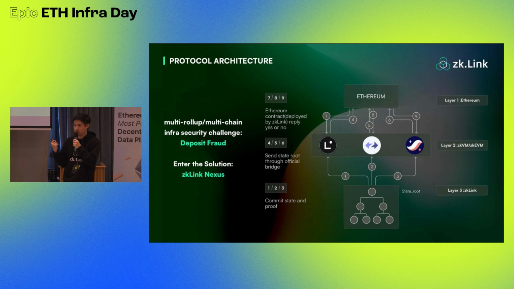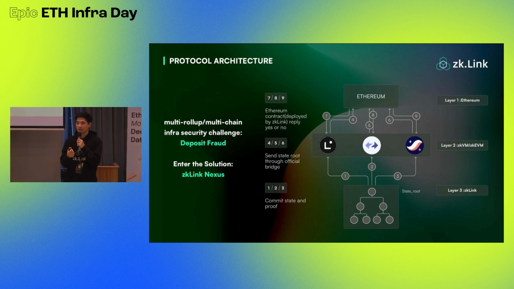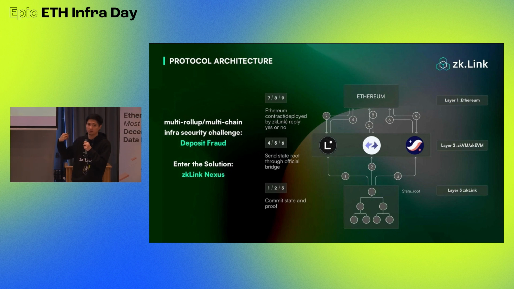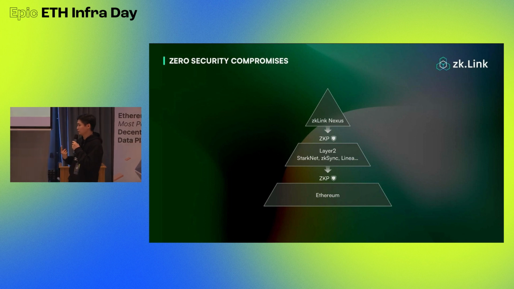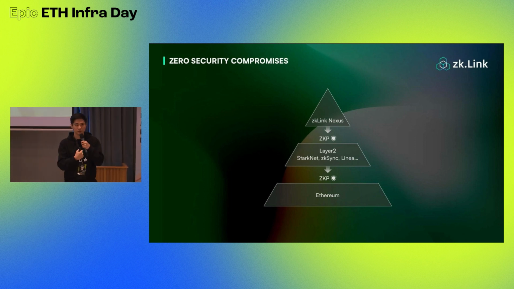So deposit fraud won't be possible, because the layer 2s will verify the proof, and then the smart contract on layer 1 on Ethereum will verify the state's proof and consistency, because there's only one Merkle tree on layer 3. So this is the way we solve the deposit fraud problem. This makes it possible to inherit Ethereum security on layer 3 when you build a multi-rollup infrastructure.